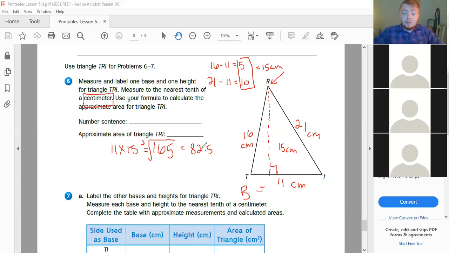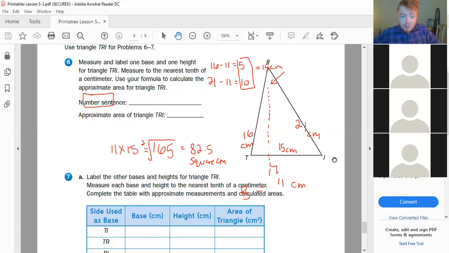So again, 82.5 square centimeters. Meaning, if this whole thing turned into a square, that's what we would get, roughly. Okay, let's move down. We're almost done.